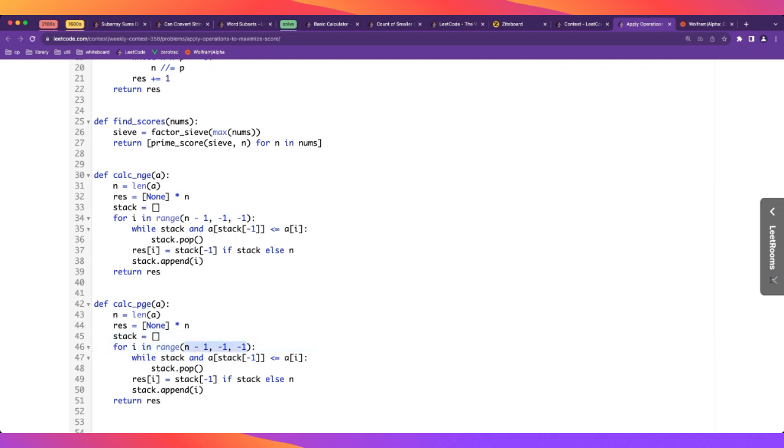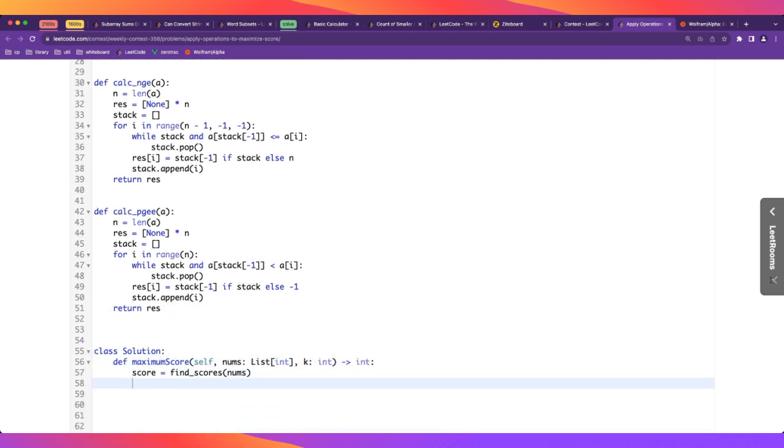The only difference is that we go from left to right. And here, this is strict. So maybe we could call this greater or equal element to be more explicit. And the other thing is, instead of n, if there is no previous greater or equal element, we want -1. And now we're ready. We've done all the pre-calculation that we need.